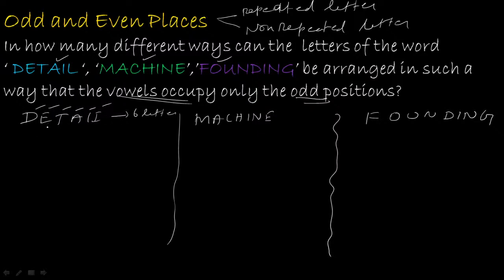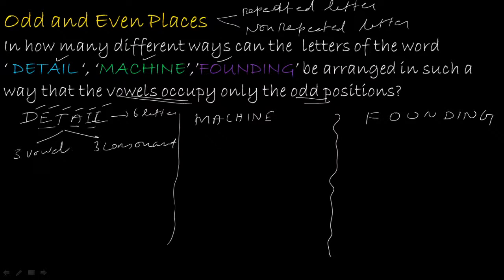What are the vowels here? E, A, I. Okay, this is I in detail. So these three are vowels and the remaining are consonants. So the word detail consists of 3 vowels and 3 consonants. Am I right? So it has 3 vowels and 3 consonants.